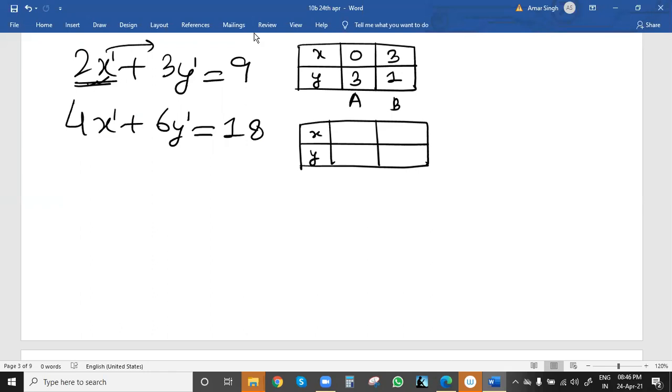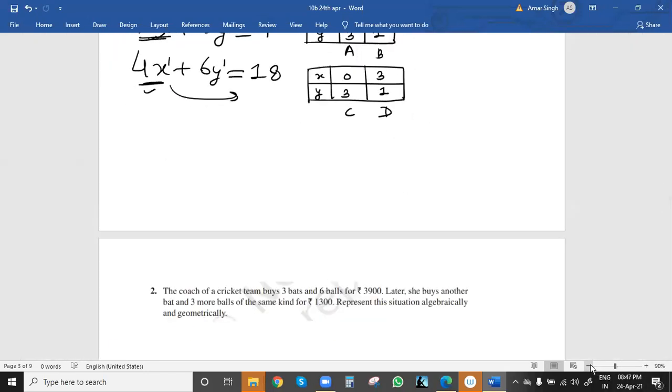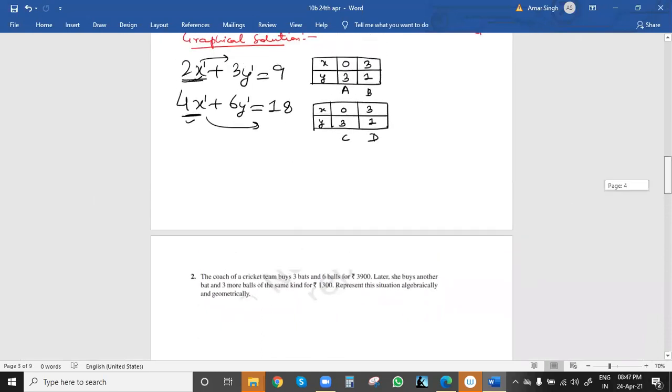If you take x value 0, again y value is 3, and x value 3, again y value is 1. With x value 0, y will be 18 by 6, which is 3. With x value 3, 4 threes are 12, 18 minus 12 goes to the right-hand side, 18 minus 12 is 6, 6 by 6 is 1. See, the same values we get, as we have seen, because it has infinitely many solutions. So both the equations will satisfy the same values.